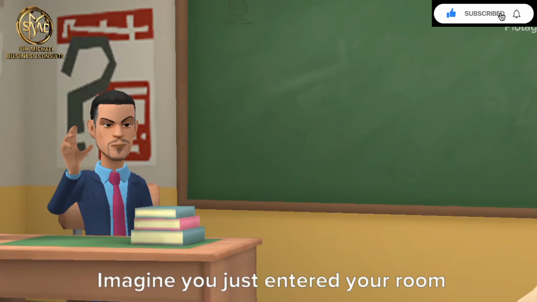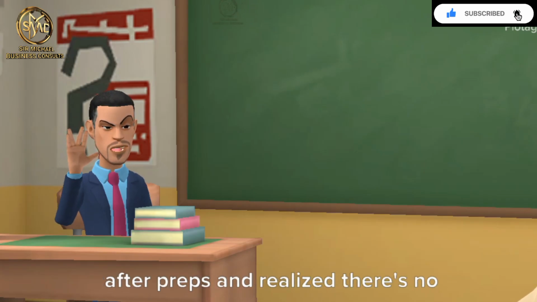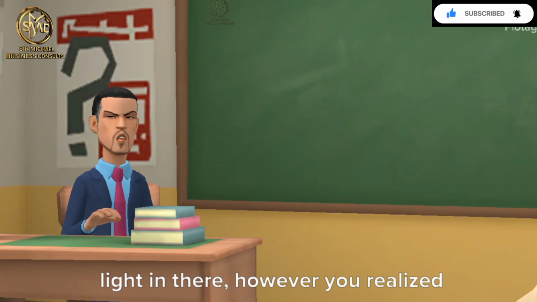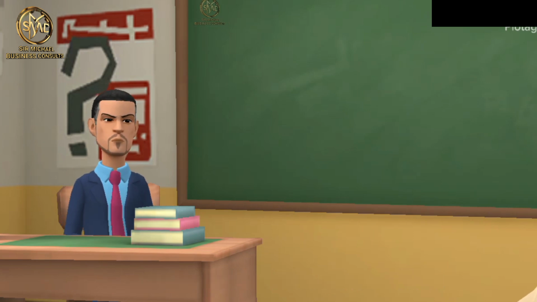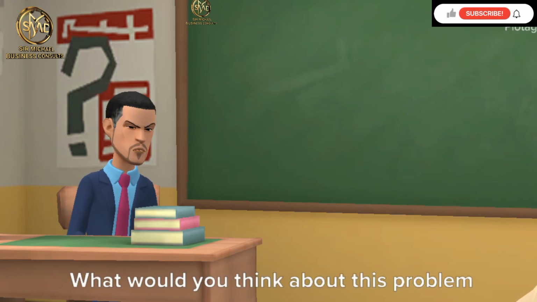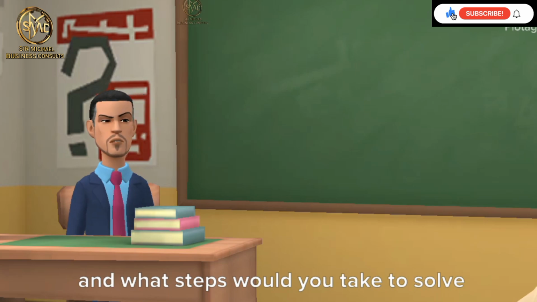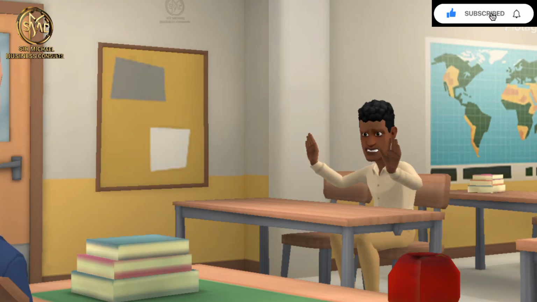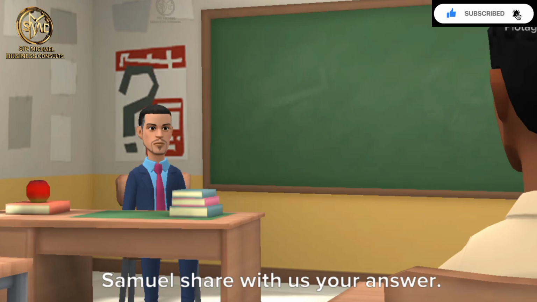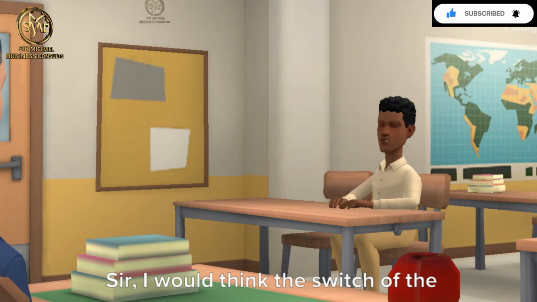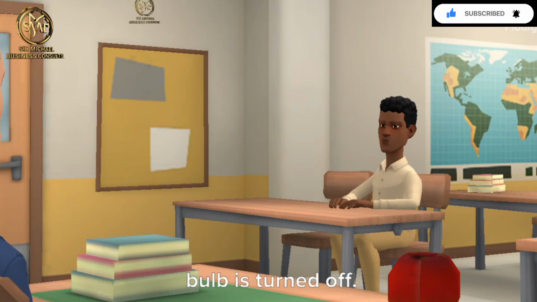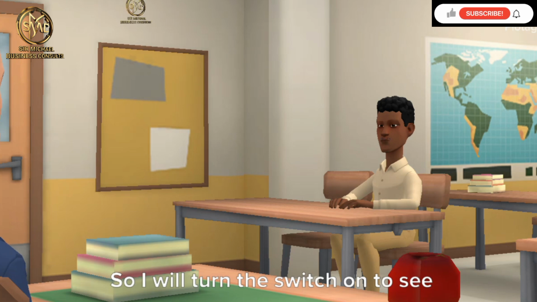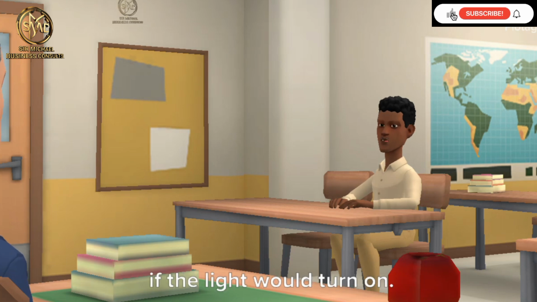Imagine you just entered your room after preps and realized there's no light in there. However, you realize there is still light on some part of campus. What would you think about this problem, and what steps would you take to solve this problem? Samuel, share with us your answer. Sir, I would think the switch of the bulb is turned off. Zoe will turn the switch on to see if the light would turn on.